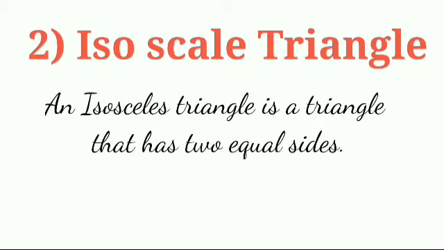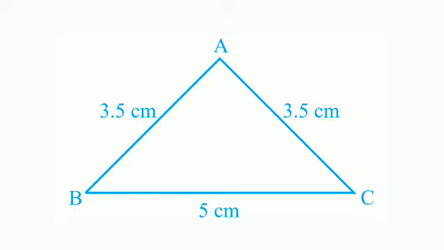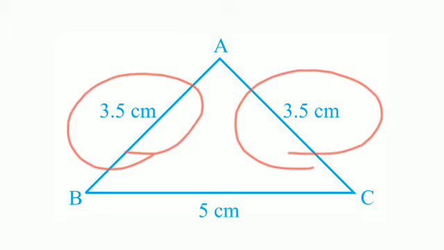Second one is an isosceles triangle. An isosceles triangle is a triangle that has only two equal sides. Look at this example. In this figure ABC, we can see that line segment AB and line segment AC both are 3.5 cm. That's why we can say that this triangle is our isosceles triangle.